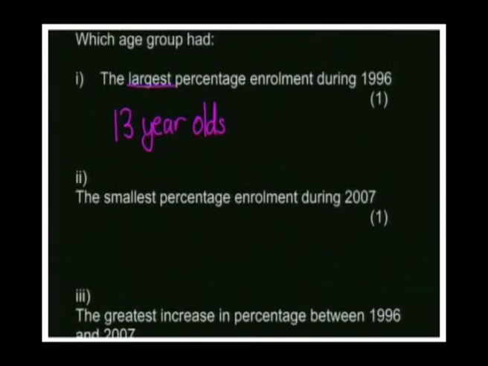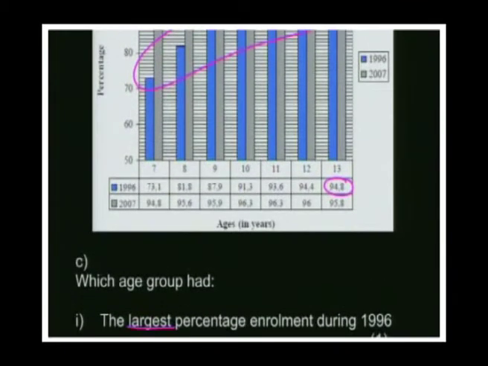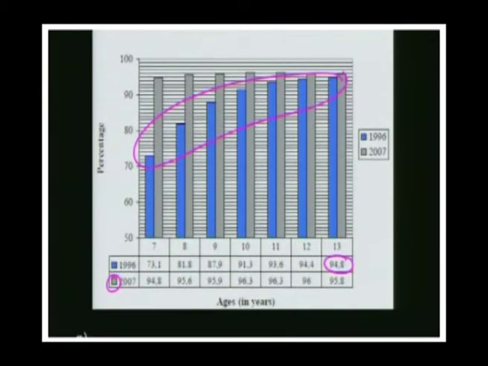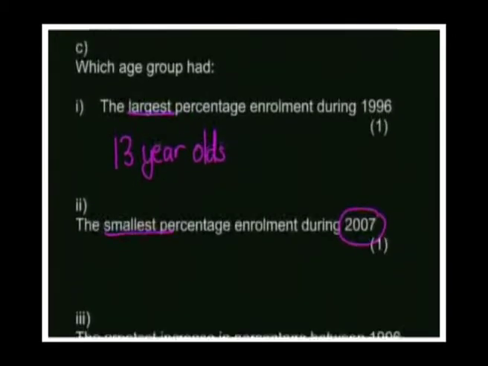Number 2, the smallest percentage enrollment during 2007. Now we go to our grey blocks, 2007. Now if we look at the tops of these towers, they're very close, so let's rather compare the percentages, and we're looking for the smallest percentage, and it's over here, 94.8, and that is the 7-year-olds.